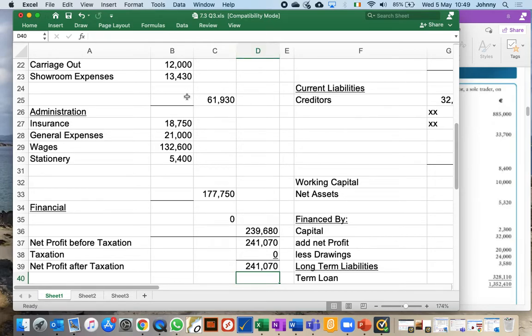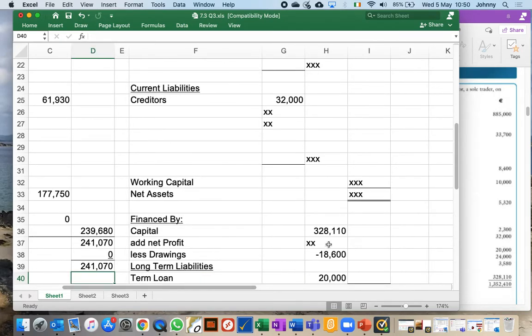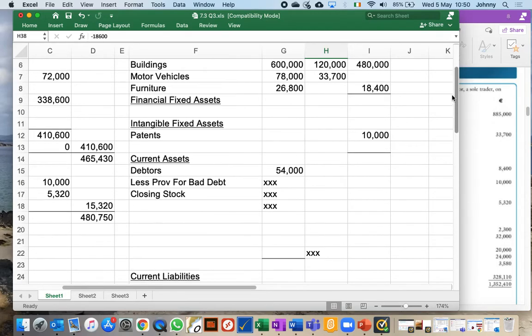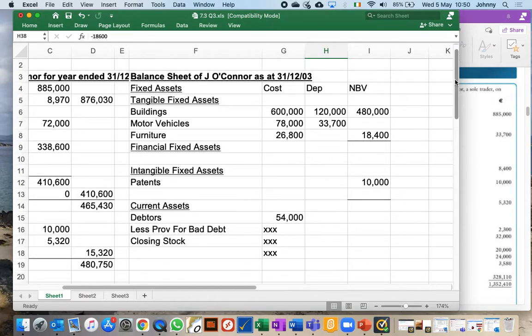And that number, Graham, just want to follow this just to make sure we know what we're doing. Okay, just so the number that I've just calculated down here, the 241070, that's my net profit after tax. That's going to be added to my capital. Okay, so I put the capital number in, and I do know there's definitely some numbers missing from my balance sheet. Okay, so I'm trying to go through the logic of how you should do the question.